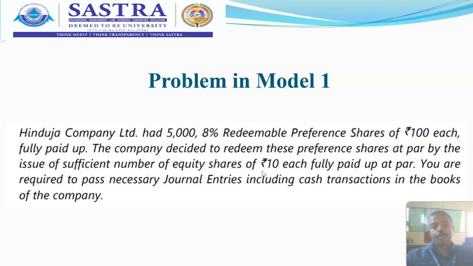So what happens now? 100 rupees preference shares are redeemed by the issue of rupees 10 equity shares. So the company is expected to issue 50,000 equity shares to get those 5 lakhs, and from that amount we can redeem the preference shares. This is how the redemption has to be carried out for the sum.